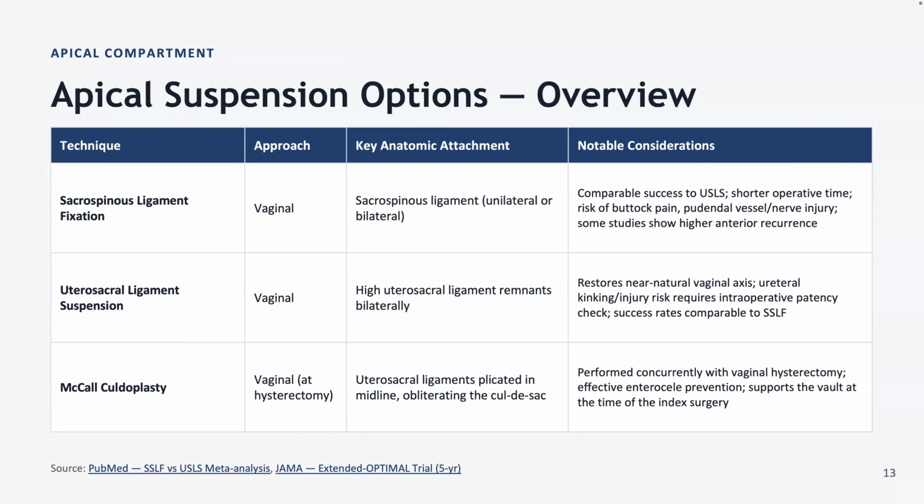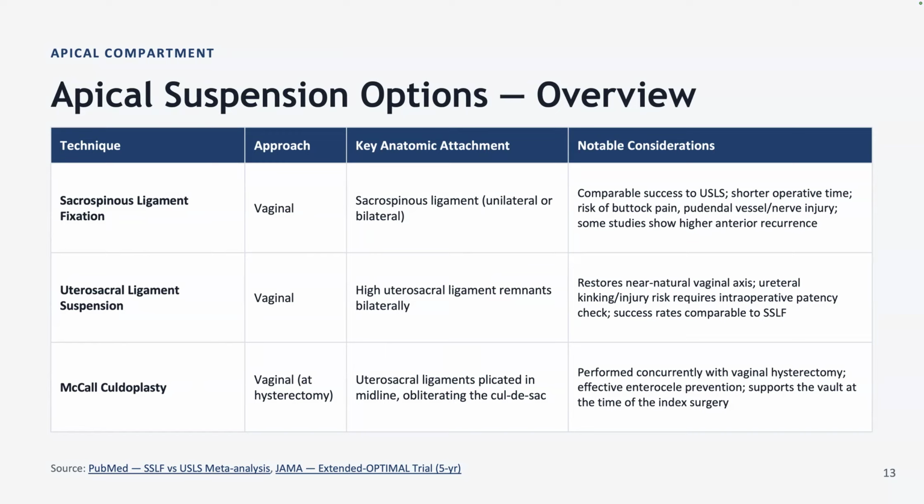Sacrospinous fixation: its approach is vaginal, to the sacrospinous ligament, unilateral or bilateral. Comparable success, shorter operative time, with risk of buttock pain and pudendal nerve injury. Some studies show higher anterior recurrence.